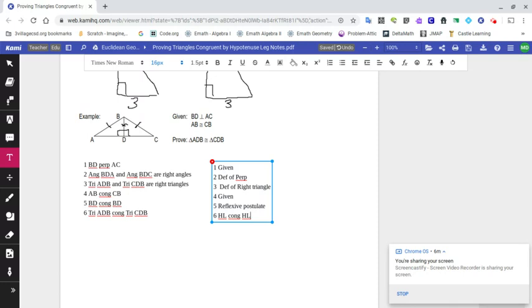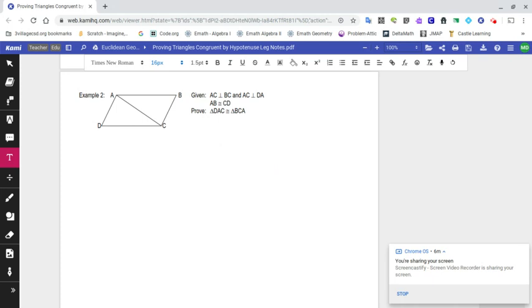Going back to the court analogy, suppose I tried to use hypotenuse leg, but I never declared my triangles were right triangles. I object, Your Honor. How can you say there's a hypotenuse unless you've established that there's a right triangle? Sustained. You can't say that. So we have to say that the triangles are right triangles first before we can use hypotenuse leg.